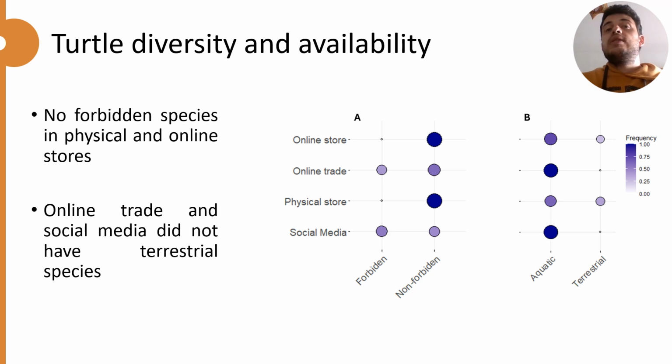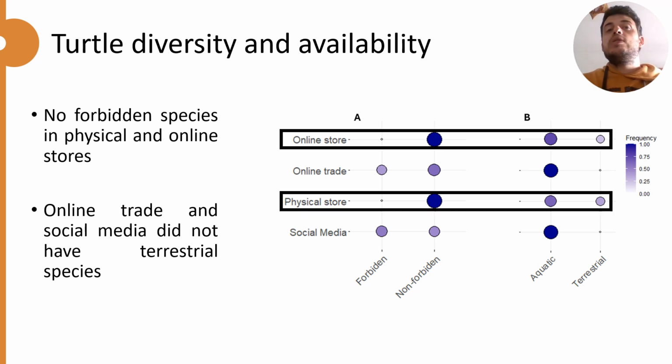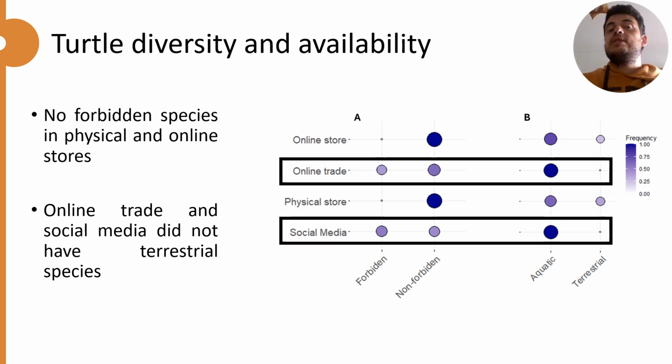Okay, so here we can see that there is a big match between the online stores and the physical stores, because both of them only include non-forbidden species and also include both aquatic and terrestrial species. And also we can see that there is a match between online trade and social media, because they include both forbidden and non-forbidden species and only include aquatic species. These forbidden species here are the ones that are prohibited under the Portuguese law on invasive species, which includes ---.